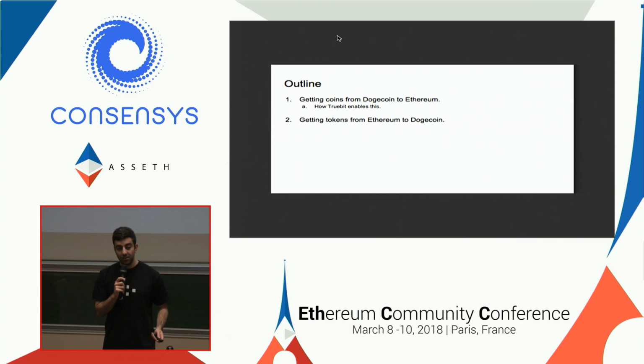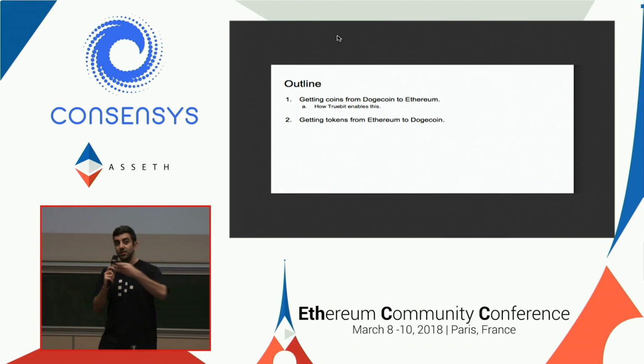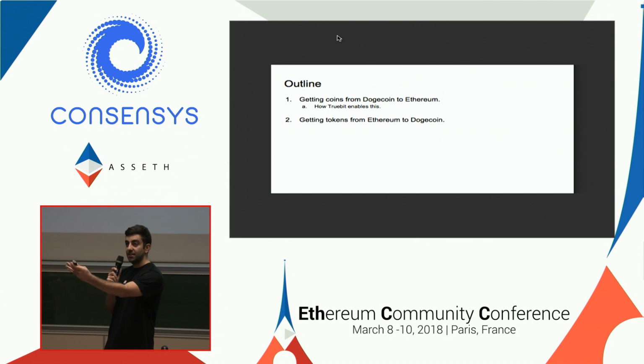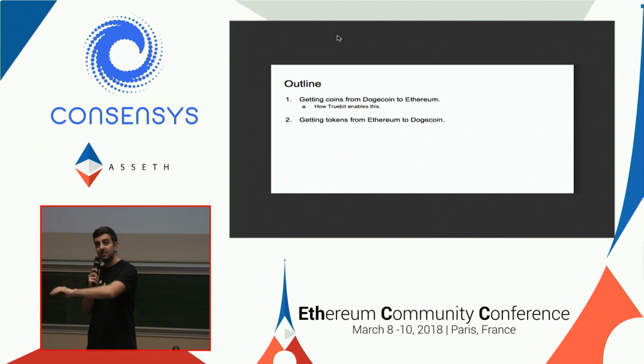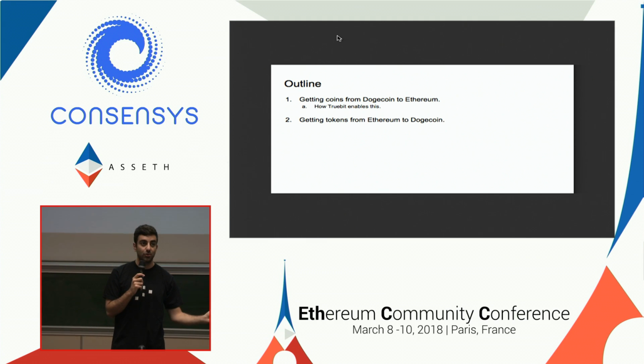So the outline of this talk will be first getting coins from Dogecoin to Ethereum. So the process of sending these coins, proving to that Ethereum relay contract that you locked them, and minting the WOW tokens. And then the second part of the talk will be around what happens when you burn these WOW tokens and receive Dogecoins on the original chain.